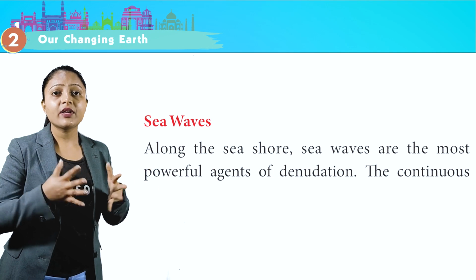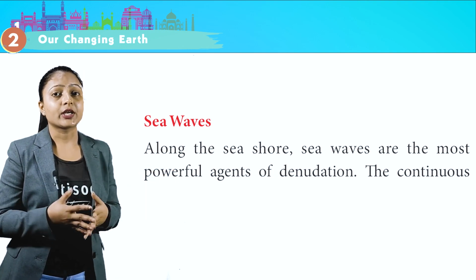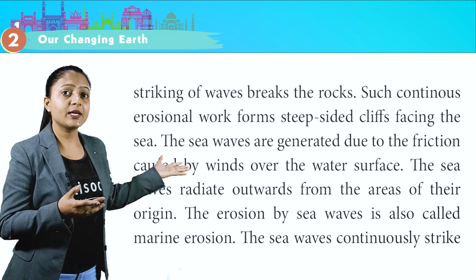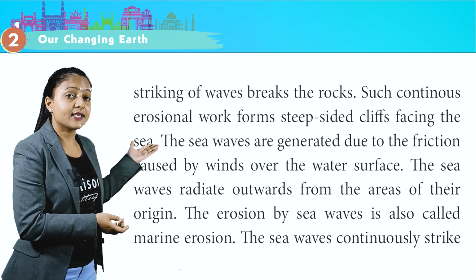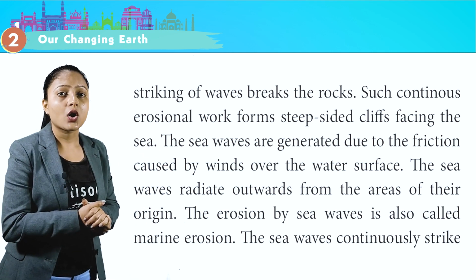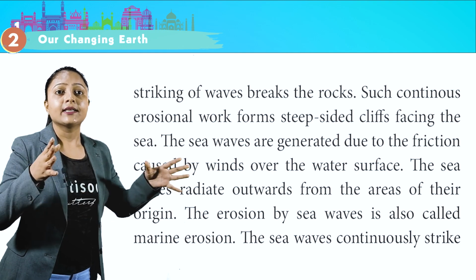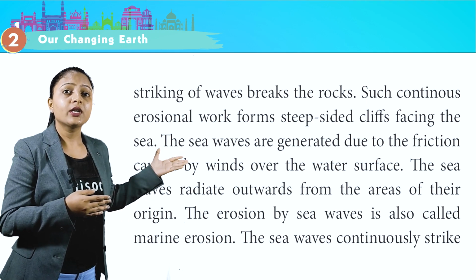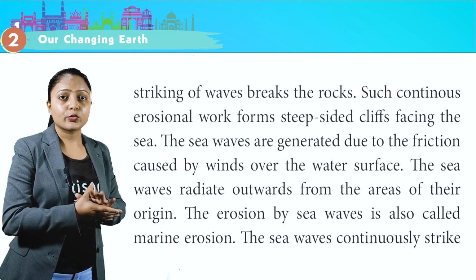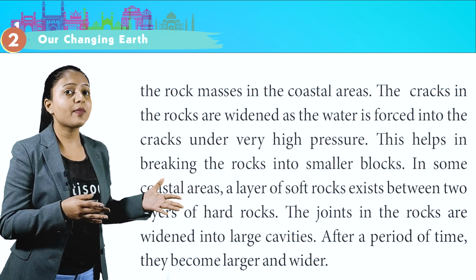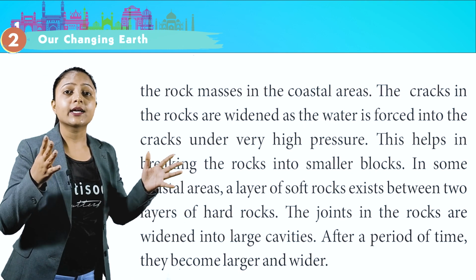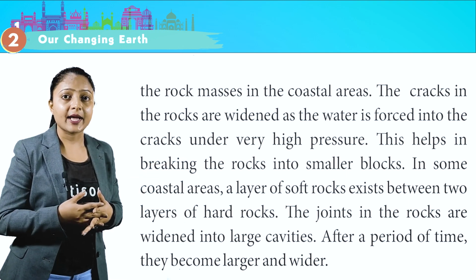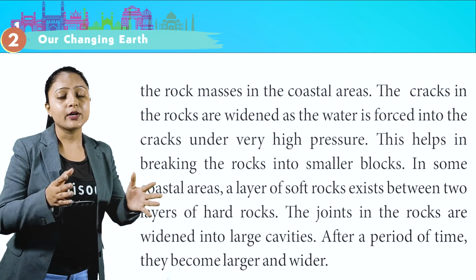Sea waves. Along the seashore, sea waves are the most powerful agents of denudation. The continuous striking of waves break the rocks. Such continuous erosional work forms steep-sided cliffs facing the sea. The sea waves are generated due to the friction caused by winds over the water surface. The sea waves radiate outwards from the areas of their origin. The erosion by sea waves is also called marine erosion. The sea waves continuously strike the rock masses in the coastal areas. The cracks in the rocks are widened as the water is forced into the cracks under very high pressure. This helps in breaking the rock into smaller blocks.